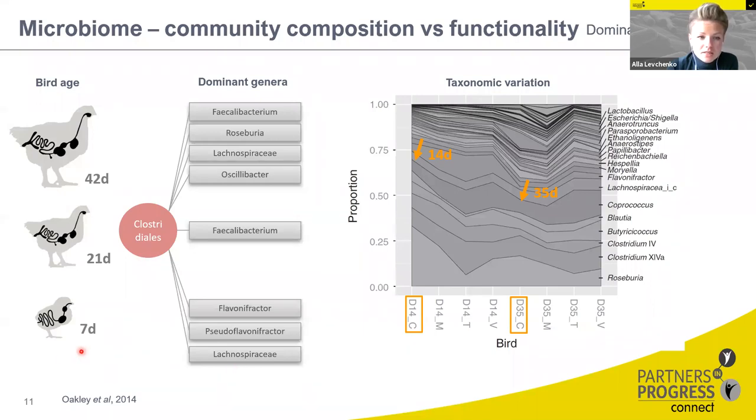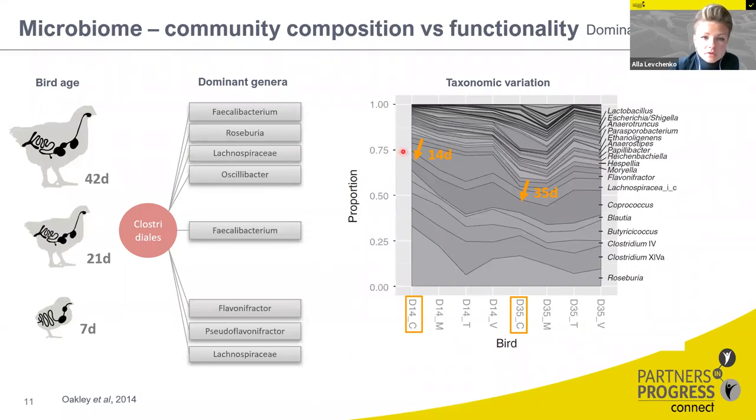So if you look at 7 days, we see the population which is represented. So these are the dominant types: Lachnospiraceae, Pseudoflavonifractor, and Flavonifractor. Then with age, we see the shifting trend to Faecalibacterium, and then when the bird becomes even older, we see a higher diversity in genera that are present at the older age. So here we see Oscillibacter, again Lachnospiraceae, Roseburia, and Faecalibacterium.